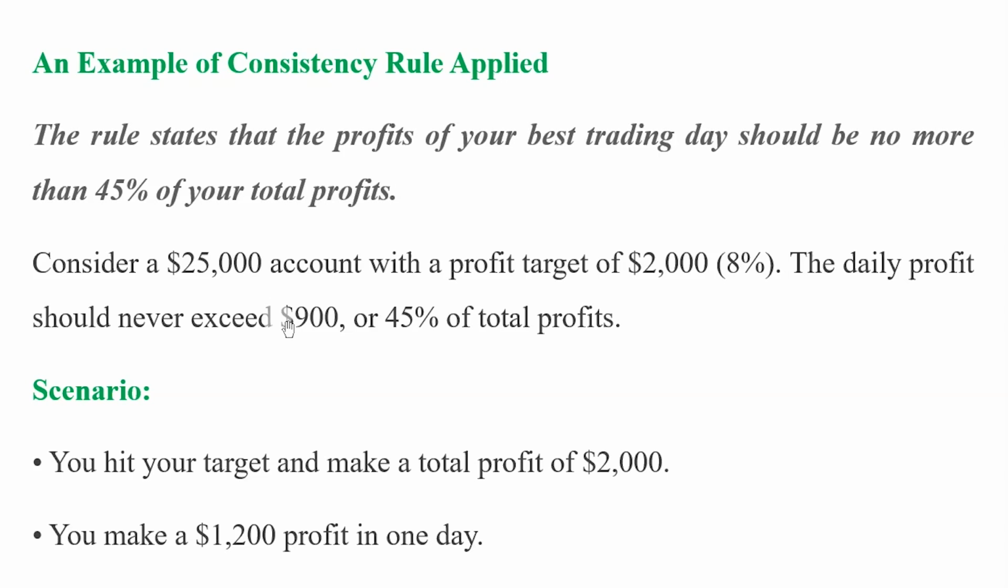So what it simply means is that if you are on a $25,000 account and the consistency rule here is 45% and your target is 8%, which is $2,000, it means that on a single trade, you must never make $900 profit on one trade. If you do that, you have breached the consistency rule.